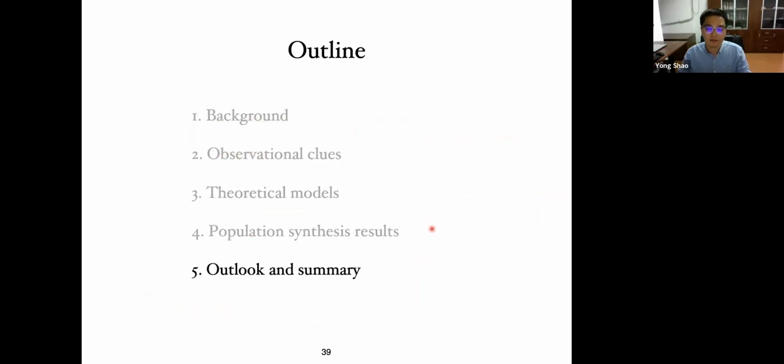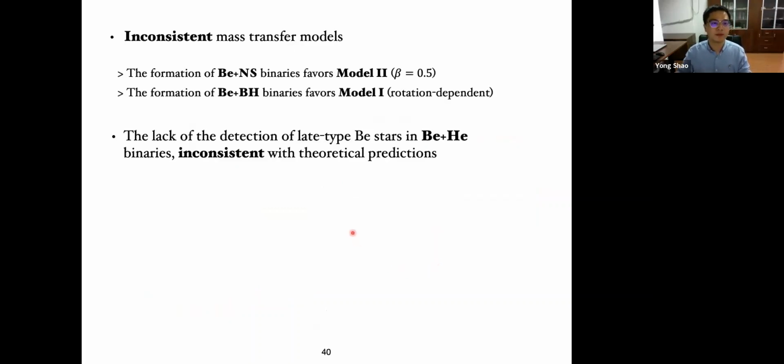Okay, finally, I will give an outlook and summary. For our calculations, we find that the formation of BE plus neutron star binaries and BE plus black hole binaries involves inconsistent mass transfer models. The former favors model 2. Here, the mass transfer efficiency is about 50%, while the latter favors model 1. The mass transfer is rotation dependent.